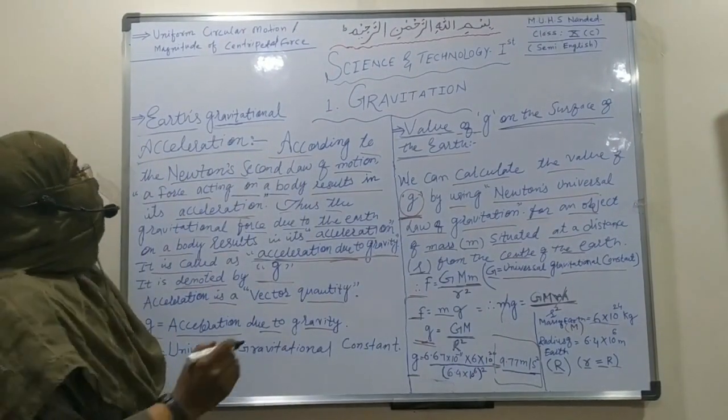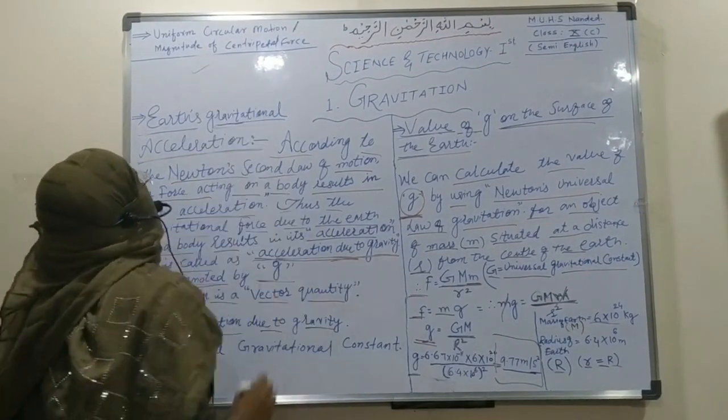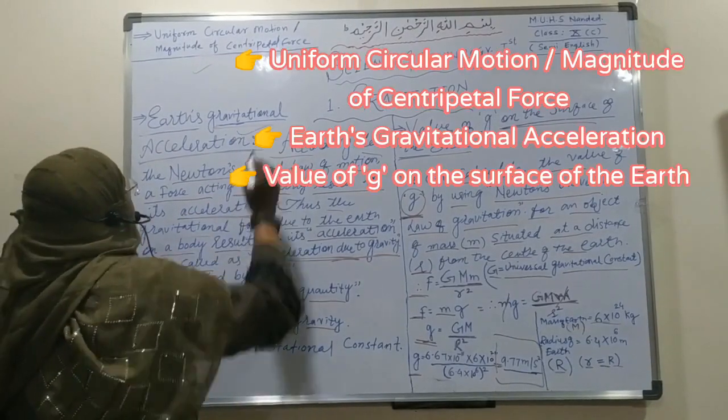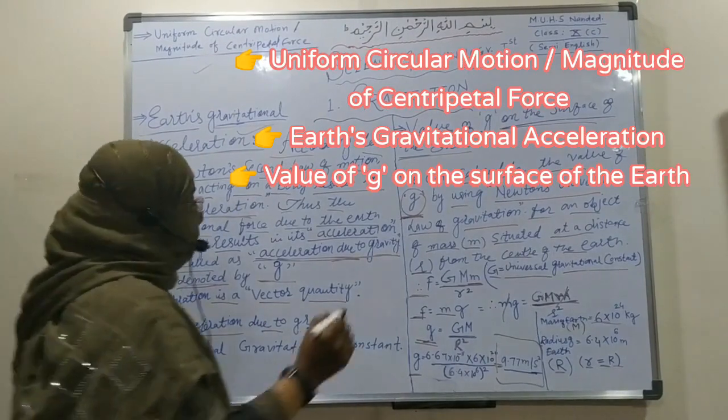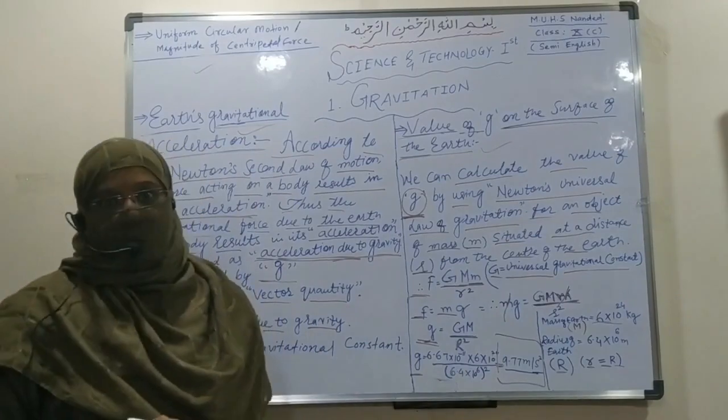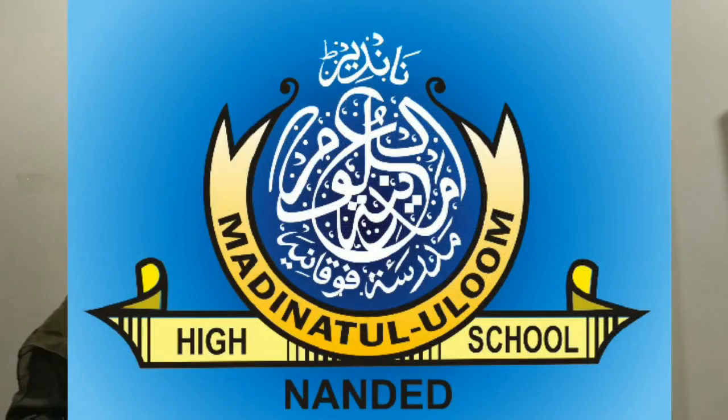So today we have studied uniform circular motion and magnitude of centripetal force, Earth's gravitational acceleration, and the value of g on the surface of the earth. So we stop here. Till next lecture.